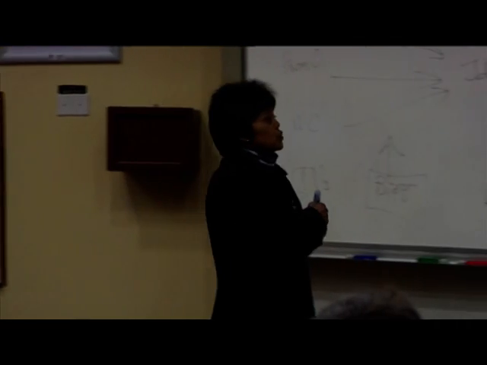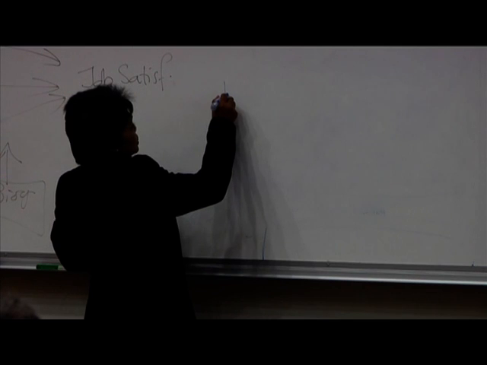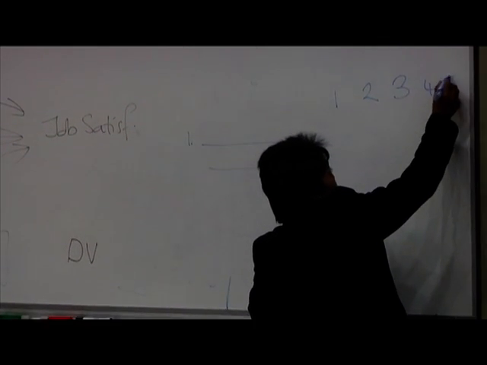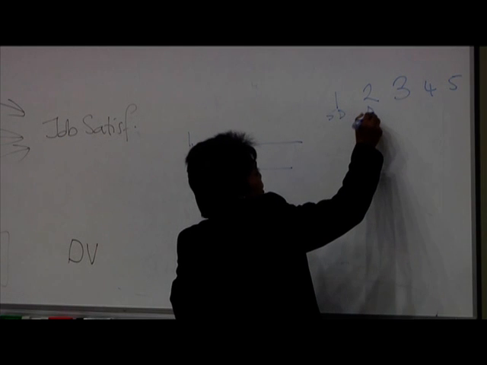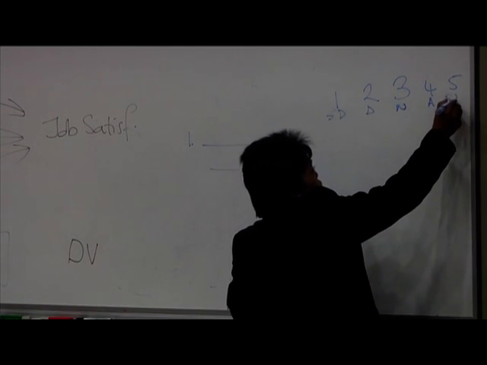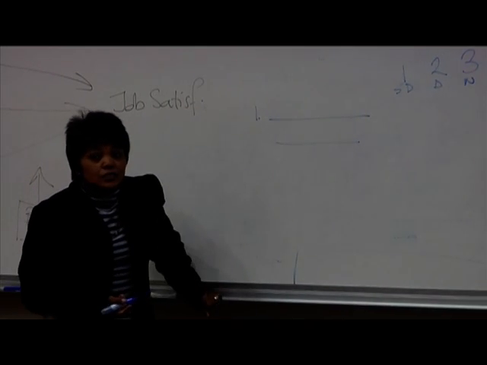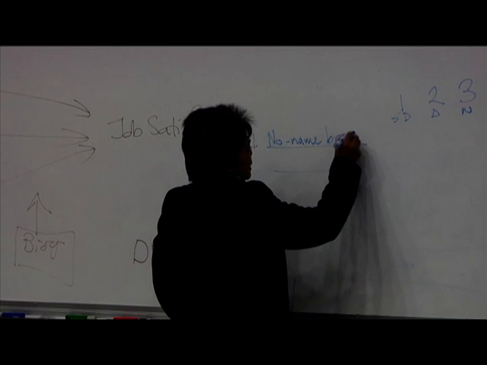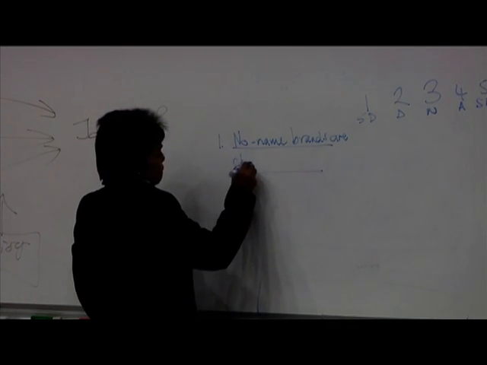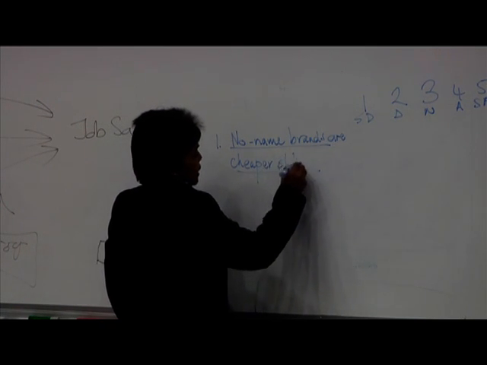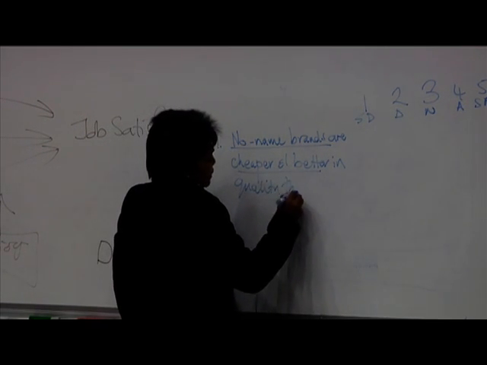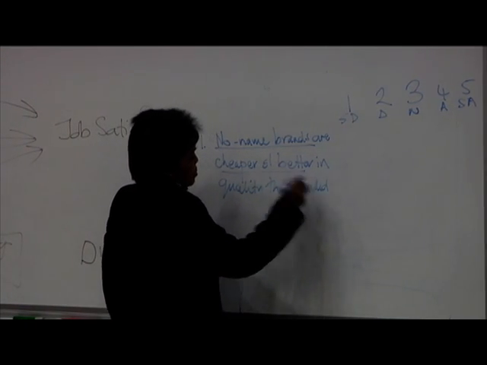A double-barreled question is two questions in one. Okay? To what extent do you believe, here you've got your item, and perhaps you've got a 1, 2, 3, 4, 5-point scale from strongly disagree, neither agree nor disagree, that's neutral, agree, strongly agree. And you say, to what extent do you agree or disagree that no-name brands are cheaper and better in quality than branded products.